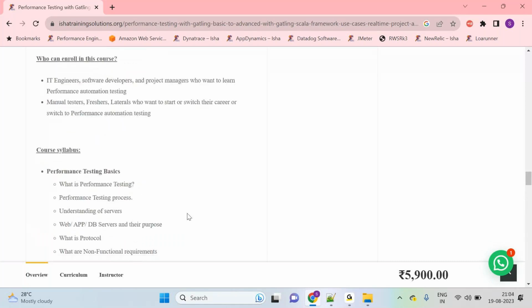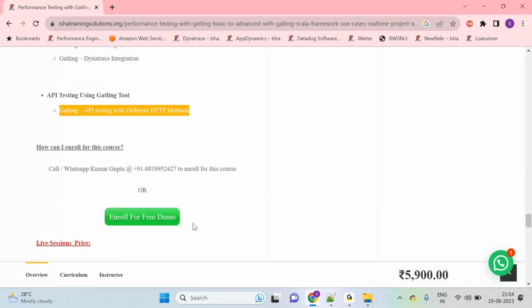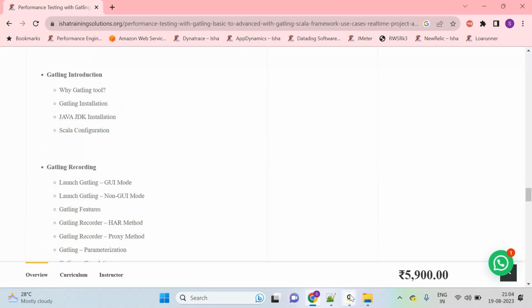So all in all, in the real world, if your organization expects you to do performance testing using Gatling, you are going to cover every aspect of it. I'll take a pause here. Any questions, guys, till now?